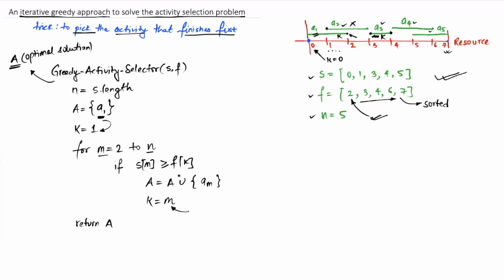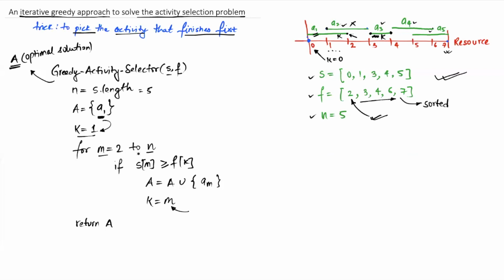Now let me trace this algorithm one more time to further clarify the flow. So we have S and F as input. We have N equals 5. Our optimal solution includes A1, and then we have K equals 1. So we start from M equals 2 through N.